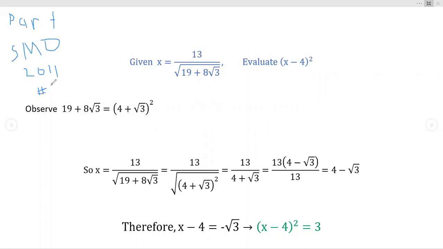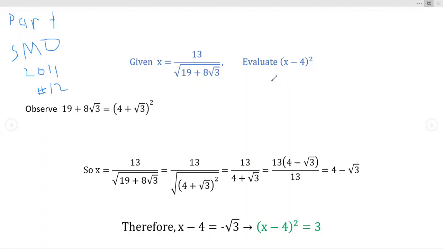Problem 12 was just an initial condition that I struggled with. You needed to resolve an initial condition before you could proceed with the remainder of the problem. And that initial condition was stated this way. You're given this expression for x, and you're supposed to evaluate x minus 4 quantity squared.